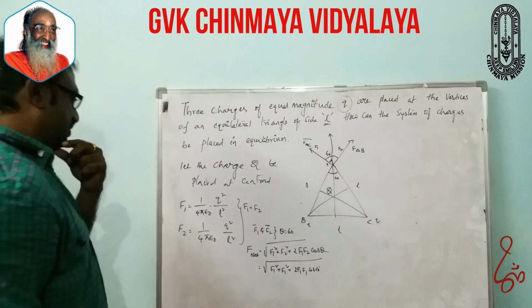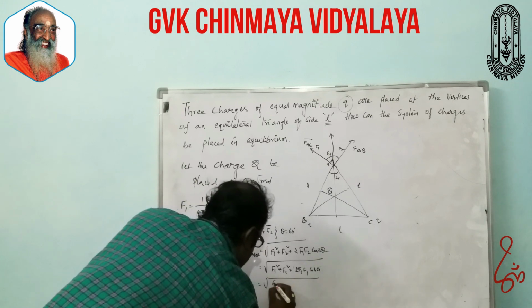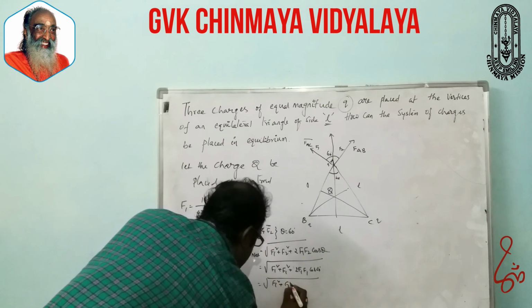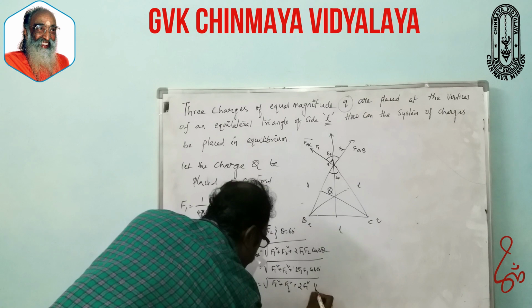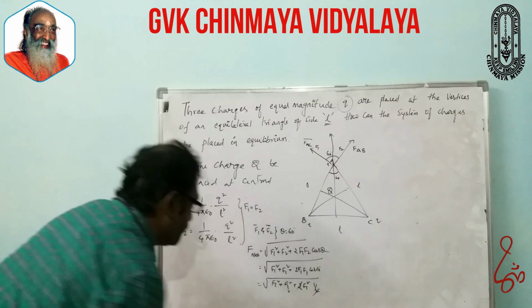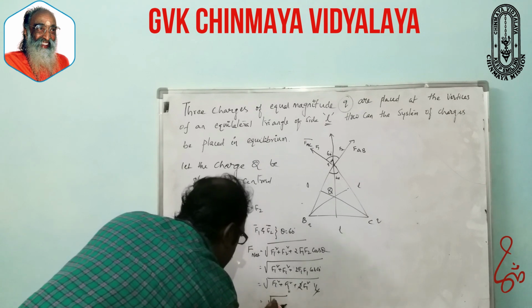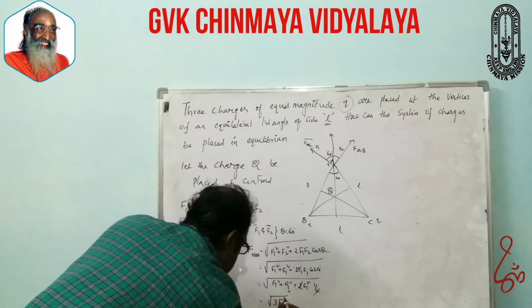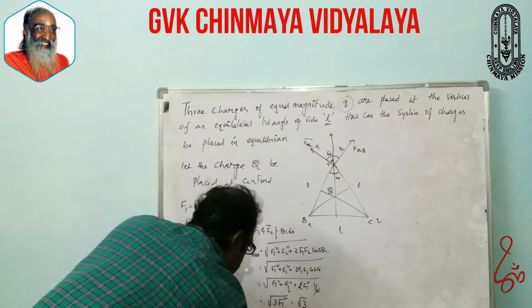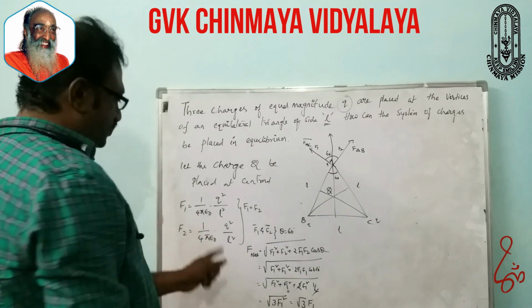So what is the value of cos 60? It is 1 by 2. So it is square root of F1 square plus F2 square, F1 square plus 2F1 square. Cos 60 is 1 by 2, which gets cancelled. So now it is root of 3 F1 square, so that is root 3 F1. So your resultant is root 3 F1.